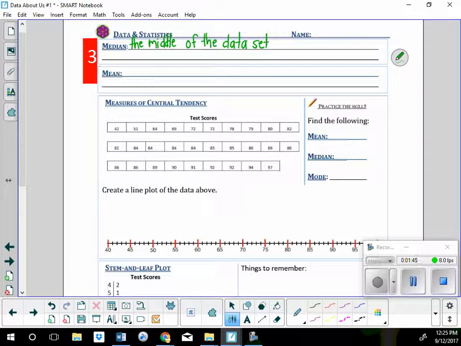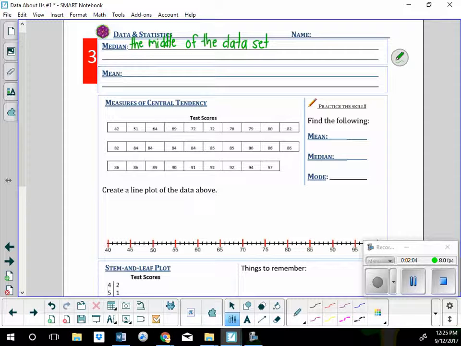Okay. And yesterday we talked about if it's an even number of pieces of data, it's going to be in between two numbers. And if it's an odd number of pieces of data, we'll have an actual number that we can find for our median. Okay?